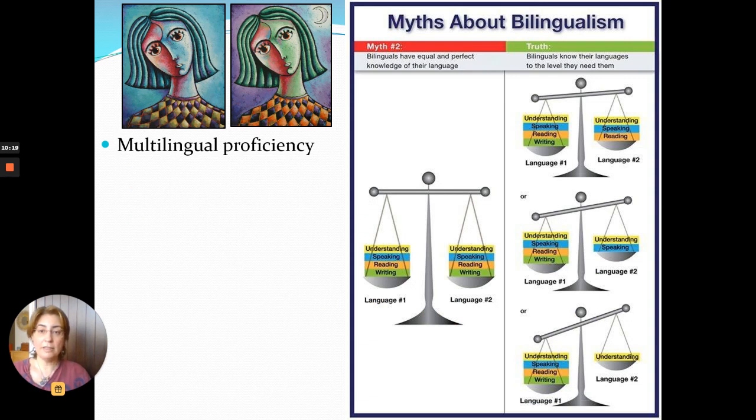So regarding the proficiency of multilinguals, meaning how much they know of the different languages and how much they use them, there are several myths about bilinguals. And again, when I say bilinguals, I mean multilinguals too. This is a simplification. So there are several myths about the knowledge and the use of the different languages they make, right?